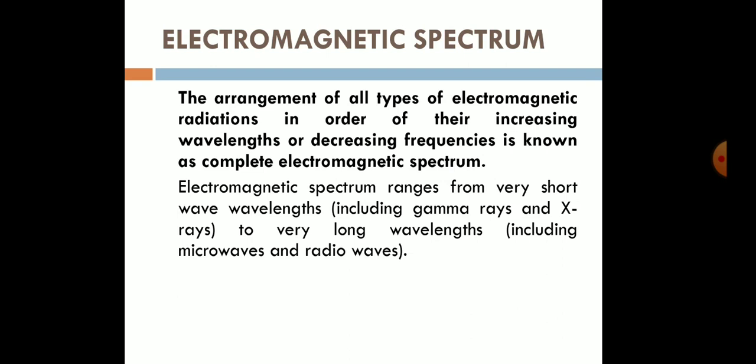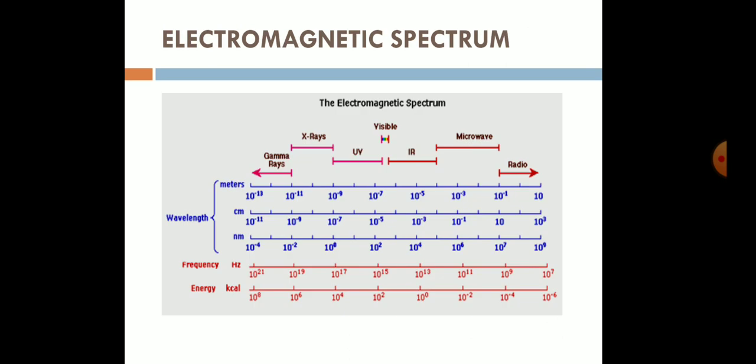Based on the energy of the electromagnetic radiation, the entire electromagnetic radiations have been divided into several regions, and the arrangement of all types of electromagnetic radiations in order of their increasing wavelength or decreasing frequencies is known as the electromagnetic spectrum. Electromagnetic spectrum ranges from very short waves to very long waves. It starts from cosmic rays or gamma rays and extends up to radio waves. In this figure, we can see that it is starting from gamma rays and ending to radio waves.